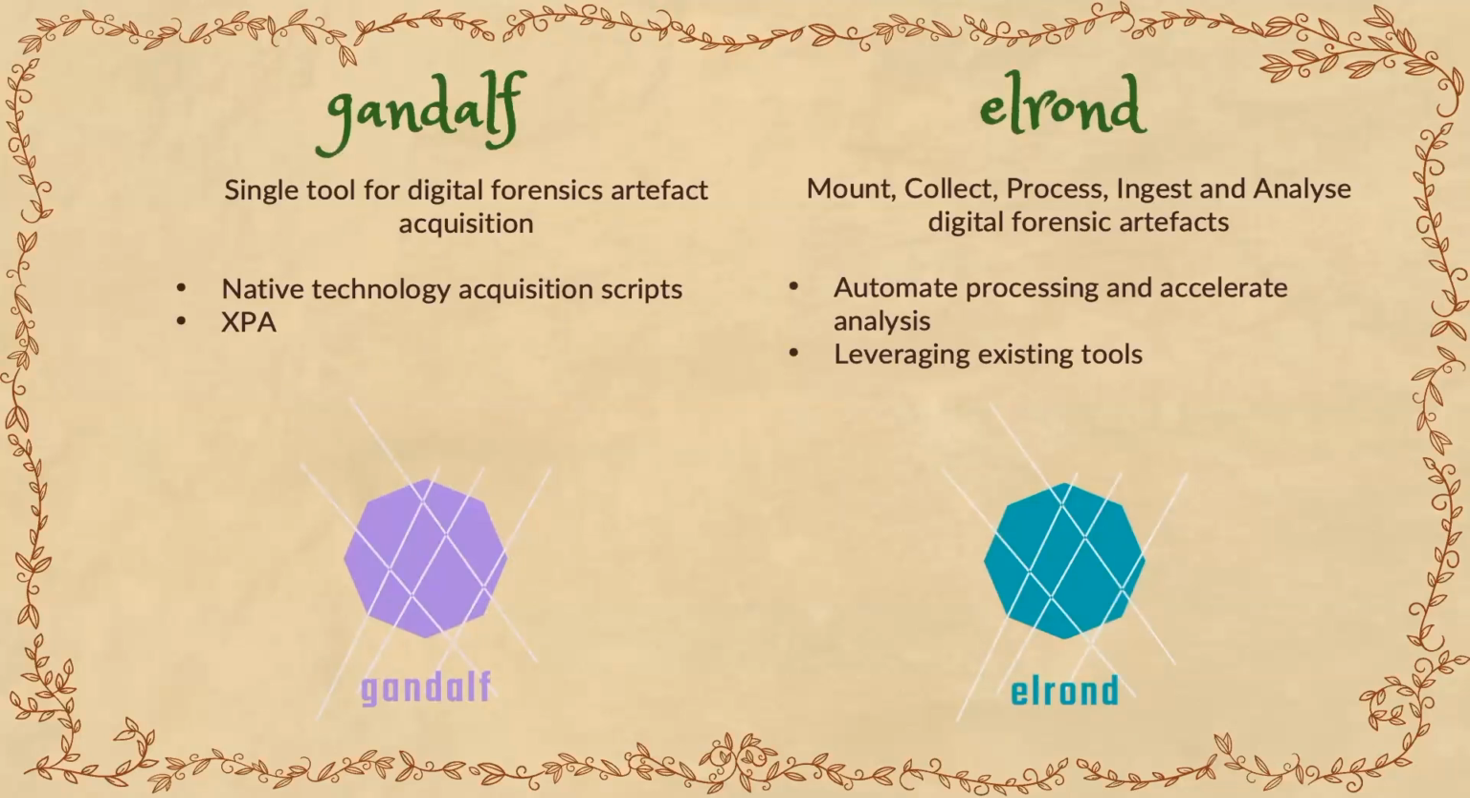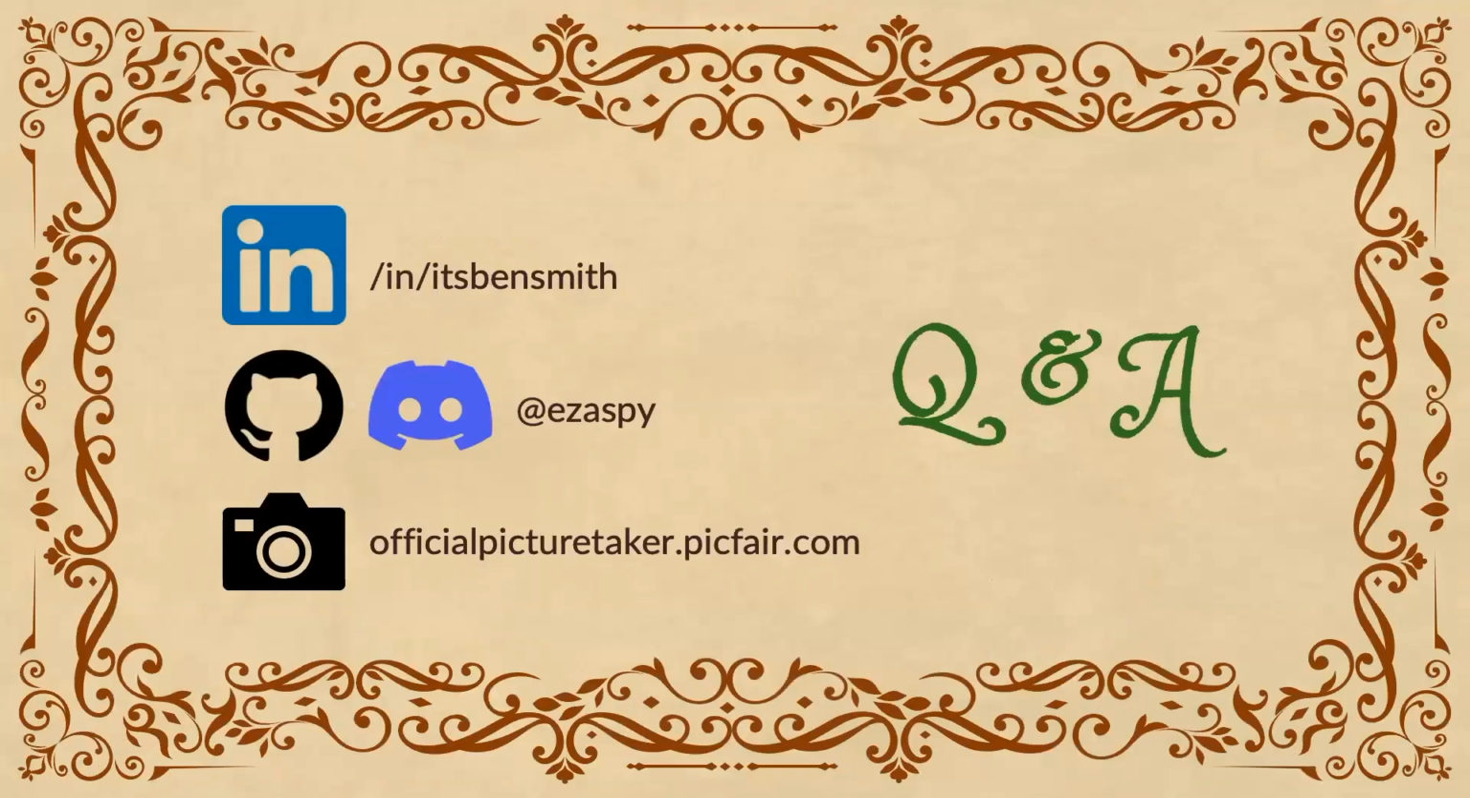So just to summarize, we've got 2 tools, Gandalf and ELROND, to kind of complete that DFIR process picture. We've got the acquisition side facilitated by Gandalf, and we've got ELROND that does the automated processing and analysis leveraging existing tools.